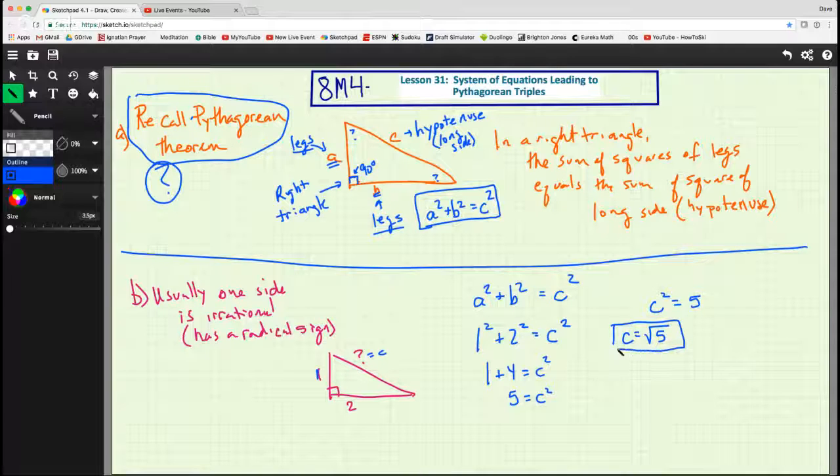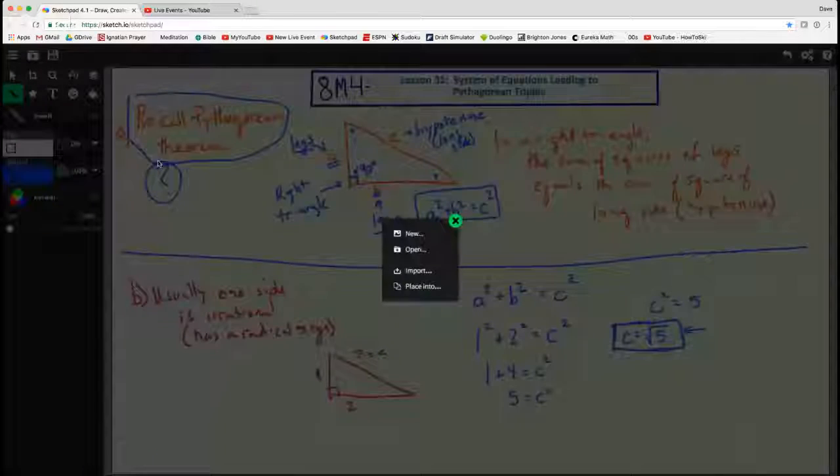We've maybe talked about that before, maybe in lesson 7. But anyway, it's not going to be an integer. So let's move on. Usually you'll work the Pythagorean theorem, and again, one side is irrational. It's got this square root thing. And if you don't remember this whole square root thing, don't worry about it. The point of this lesson is not to confuse you.